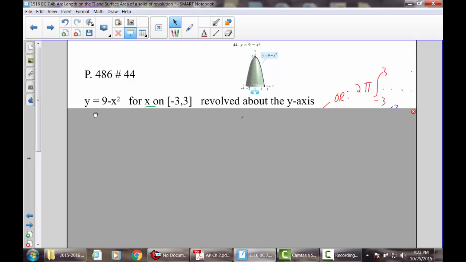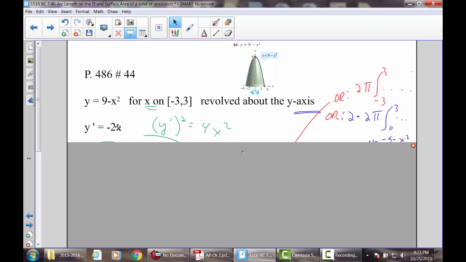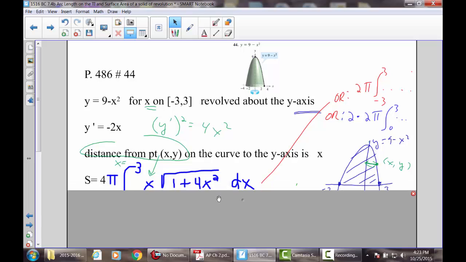Okay, here's another function in terms of x revolved about the y-axis. Again, our integral is all going to be in terms of x because our function is in terms of x. And that's from x equals negative 3 to 3. So the derivative of our function is negative 2x. Remember, we will be squaring it, so let's do that right now.